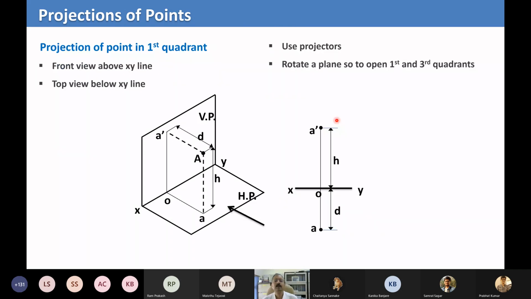Now let us go into the projections of points in different quadrants. I'm starting from the same first quadrant, so there's no confusion.